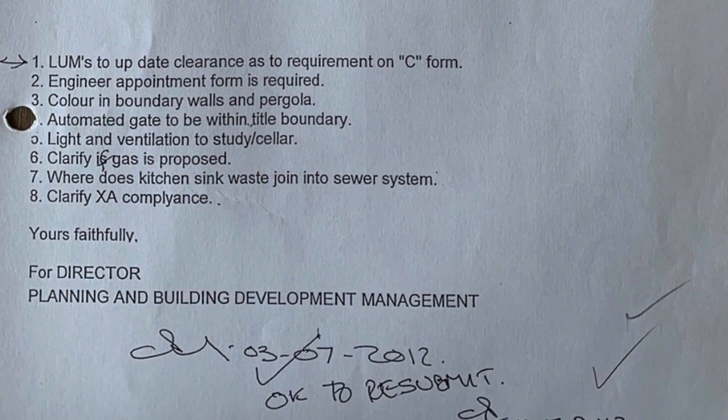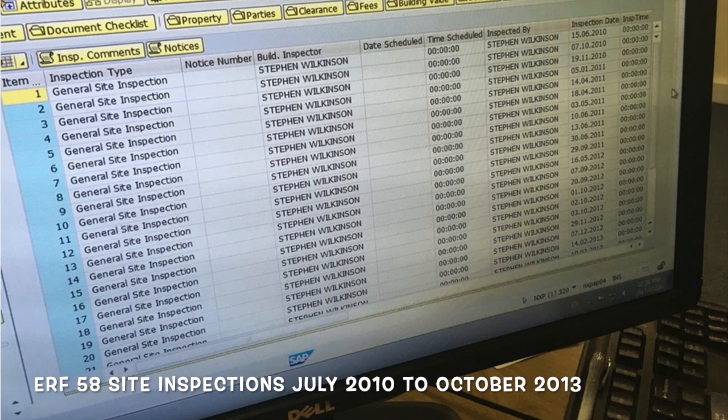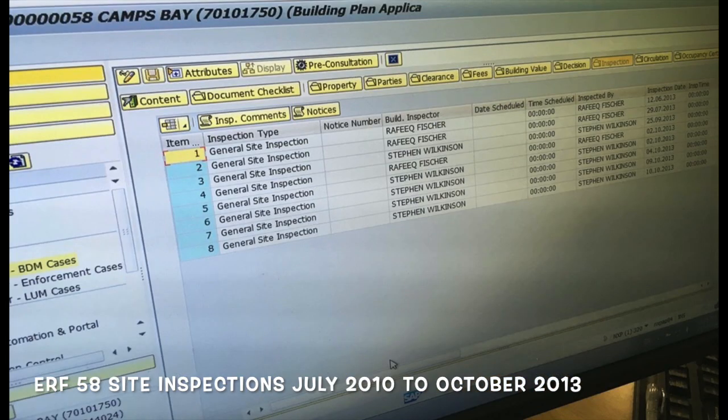And he himself insisted that there was colour in the boundary walls. These are the many alleged site inspections done by Stephen Wilkinson and then head building inspector Rafiq Fisher. Neither of them picked up on a simple balustrade contravention or that the Vibacrete wall had no planning permission.